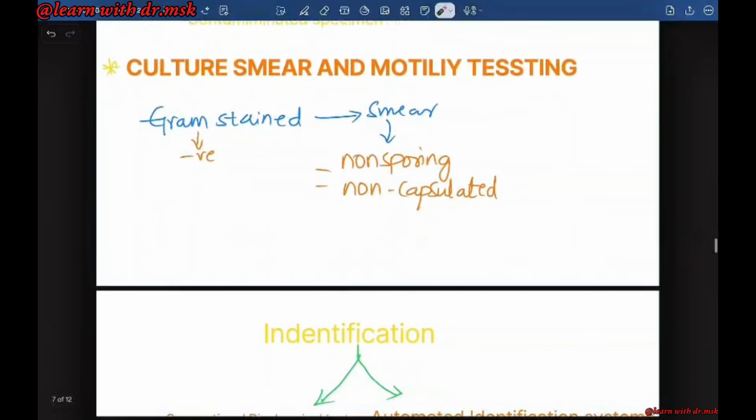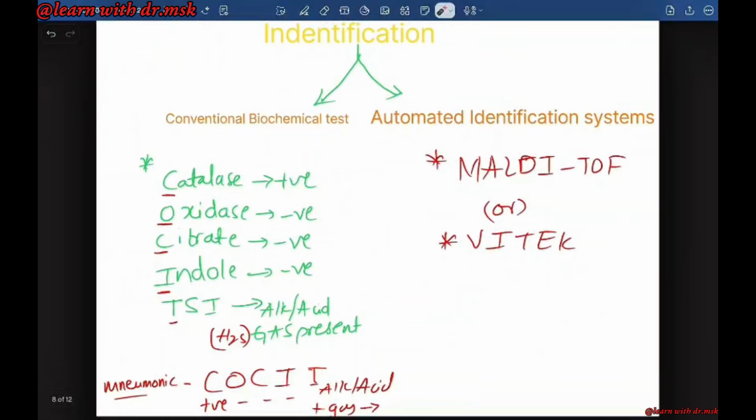For the culture smear, we are going to do gram staining. Okay, sir, I did the gram stain. I got gram negative, sir. So Salmonella typhi is gram negative. Is it sporing or not sporing? It is not sporing, sir. Is it capsulated or non-capsulated? It's non-capsulated, sir. Okay. How do you identify whether it is Salmonella typhi or not?